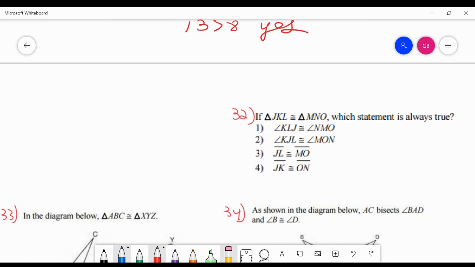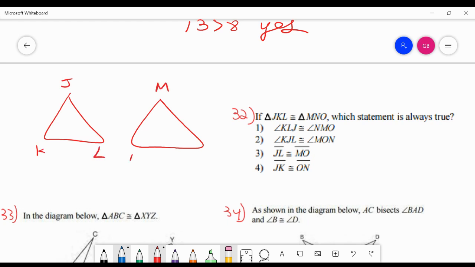All right, next one, 32. Sorry for the number confusion here. So if triangle JKL is congruent to triangle MNO, which statement is always true? If it helps, you could draw out two congruent triangles. So if they call this JKL, make sure it corresponds to MNO. Okay, make sure they correspond.